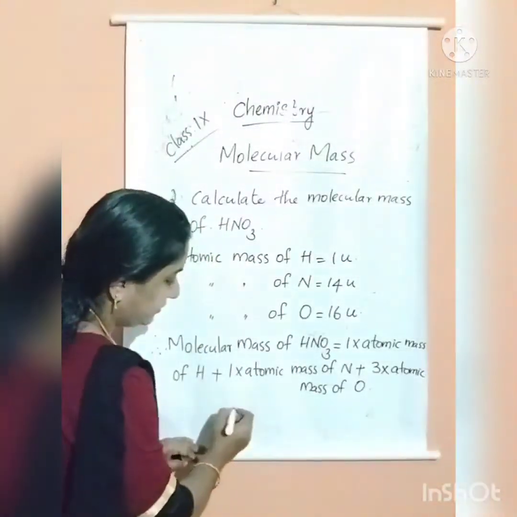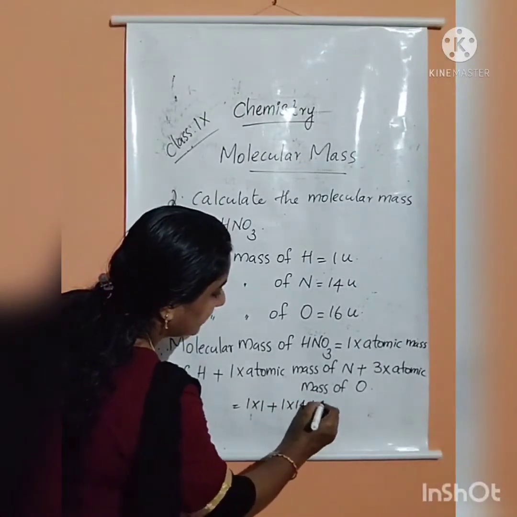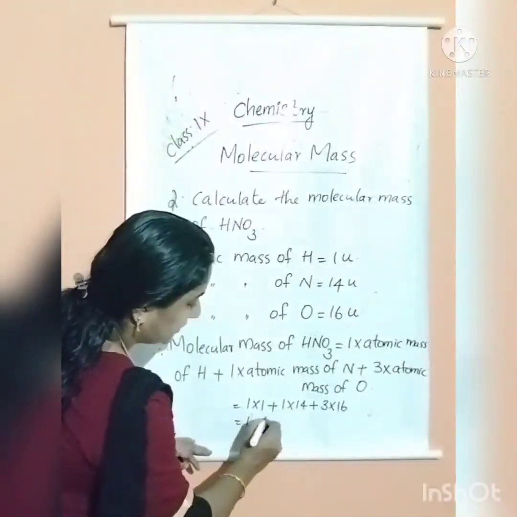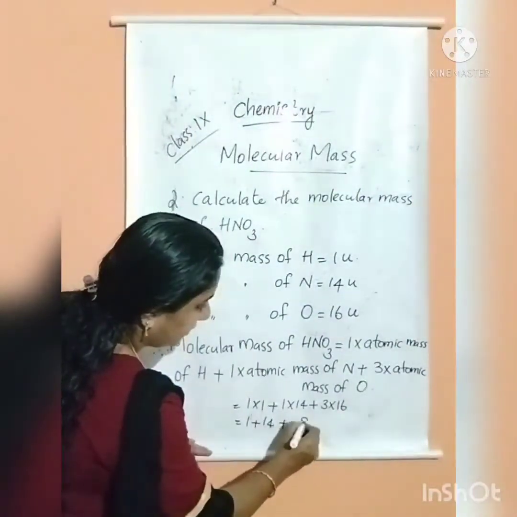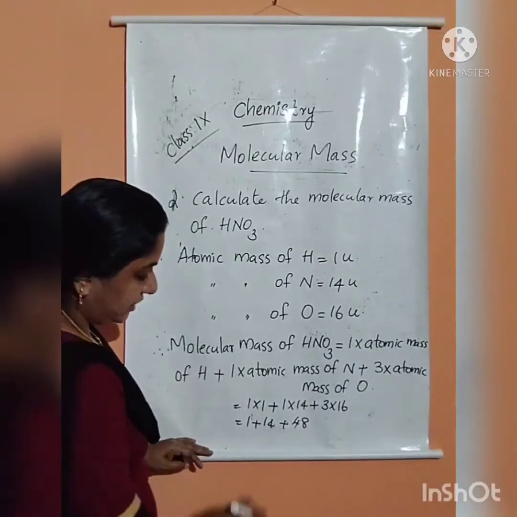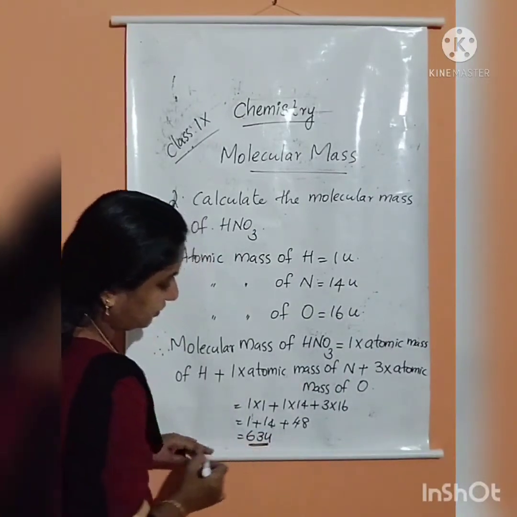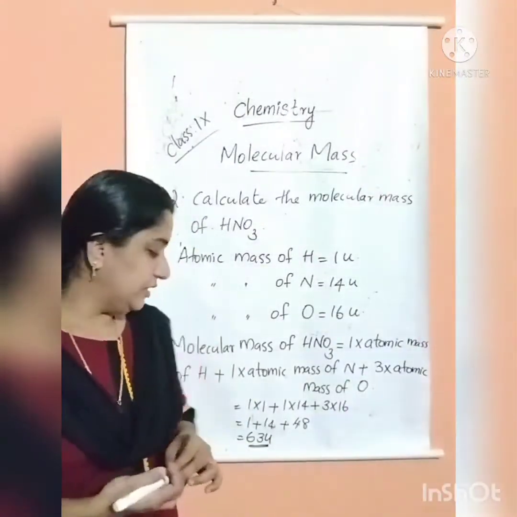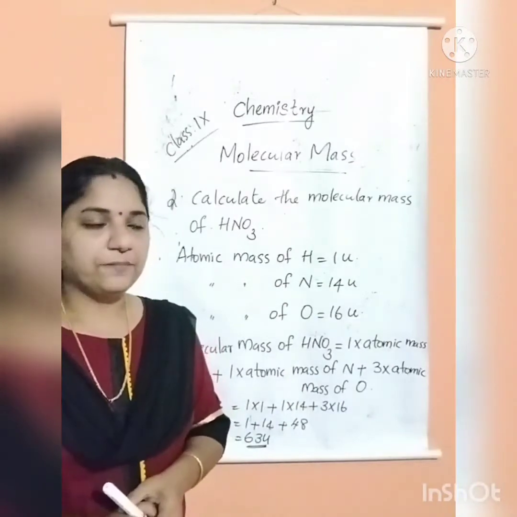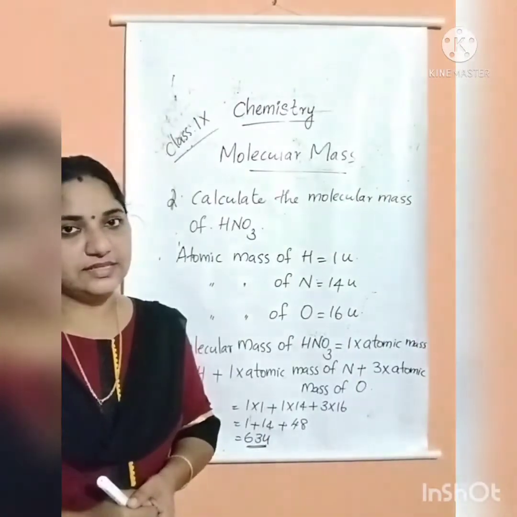Then 1 into 1 plus 1 into 14 plus 3 into 16. Then 1 plus 14 plus 48. Then what is the answer? 63 atomic mass unit. It is the molecular mass of one molecule of nitric acid. So, this way we can calculate the molecular mass of different substances.